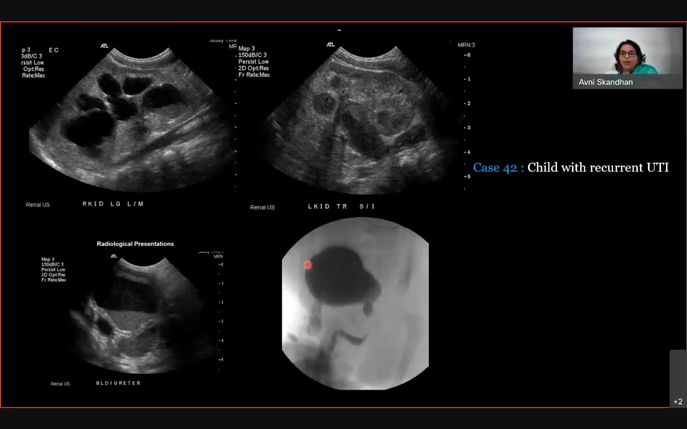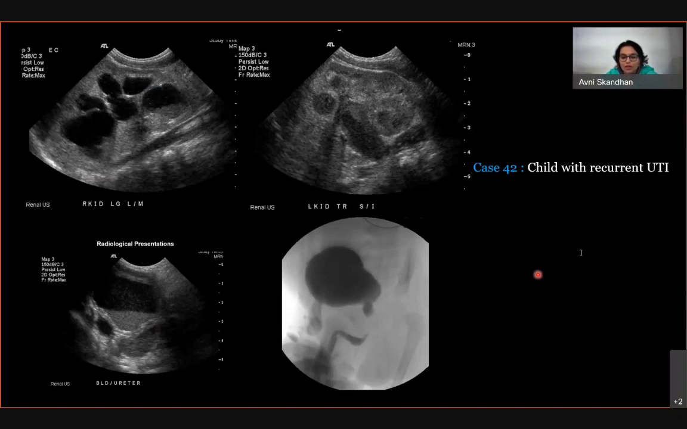So, okay. Now, this is a patient, a child who has been having recurrent UTIs. So these are the ultrasound images. This is the right kidney, this is the left kidney, this is the urinary bladder, and this is the MCU image. Yes, very good. PUV. So is that the only thing that you're going to say? Is there something else you should be saying in this?